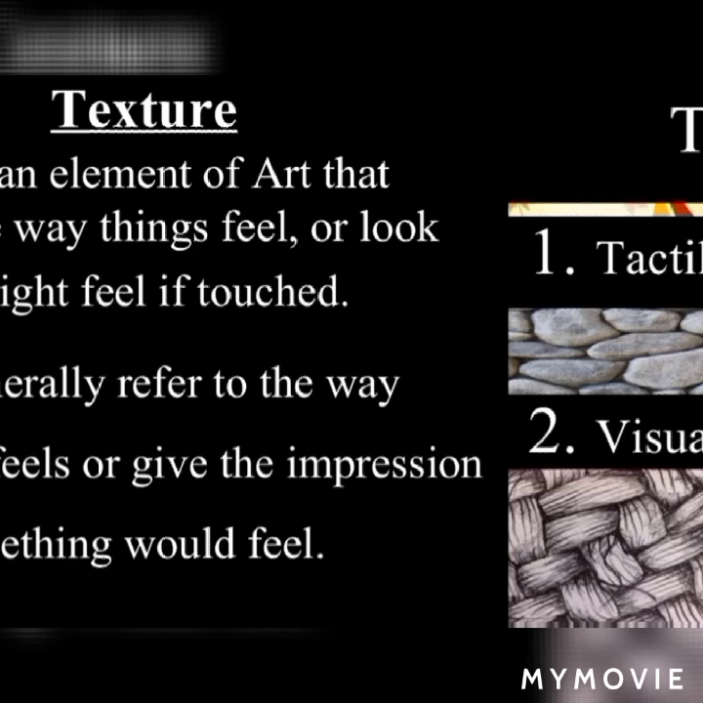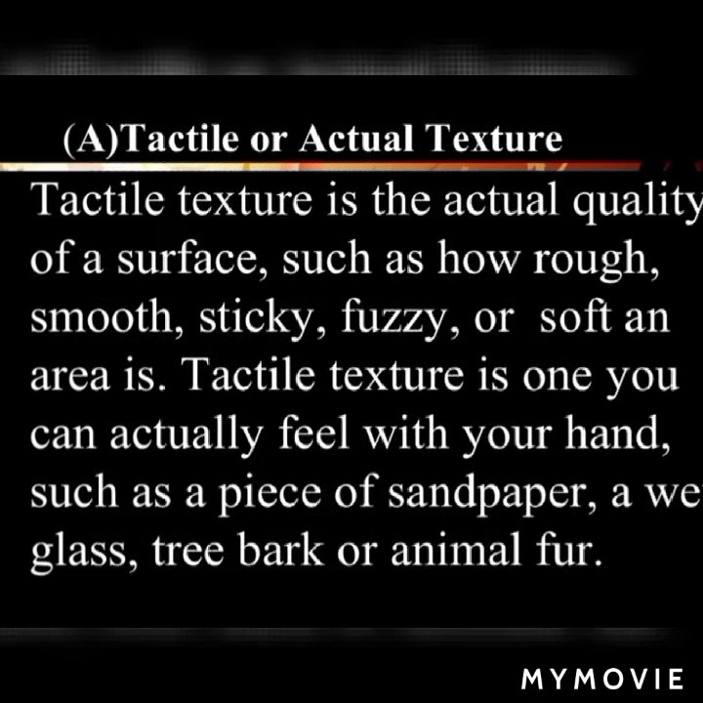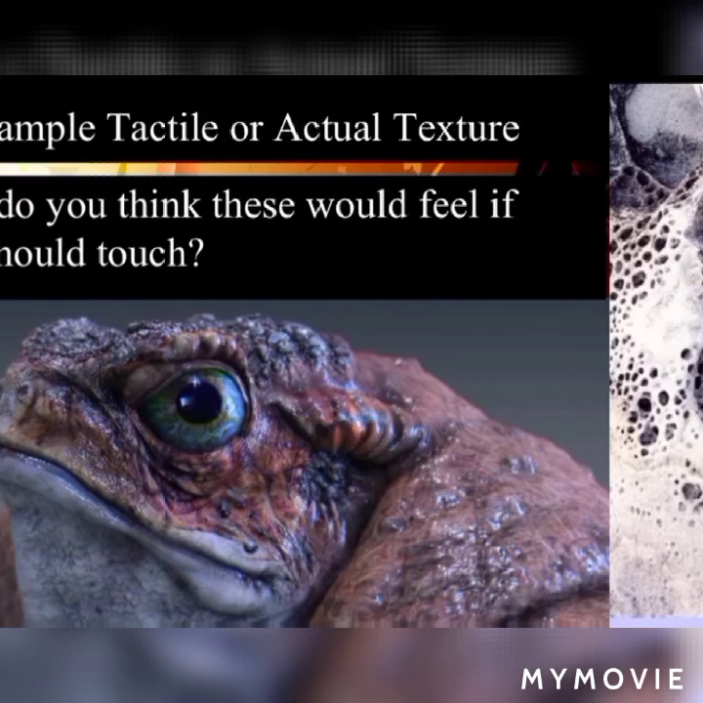We will study what is a texture. Texture is an element of art that refers to the way things feel or look as if they might feel if touched. Texture generally refers to the way something feels or gives the impression of how something would feel. Types of textures we have: tactile or actual texture, visual or simulated texture. Tactile or actual texture refers to the quality of a surface, such as how rough, smooth, sticky, fuzzy or soft an area is. It is the actual appearance. For example, these are tactile textures.